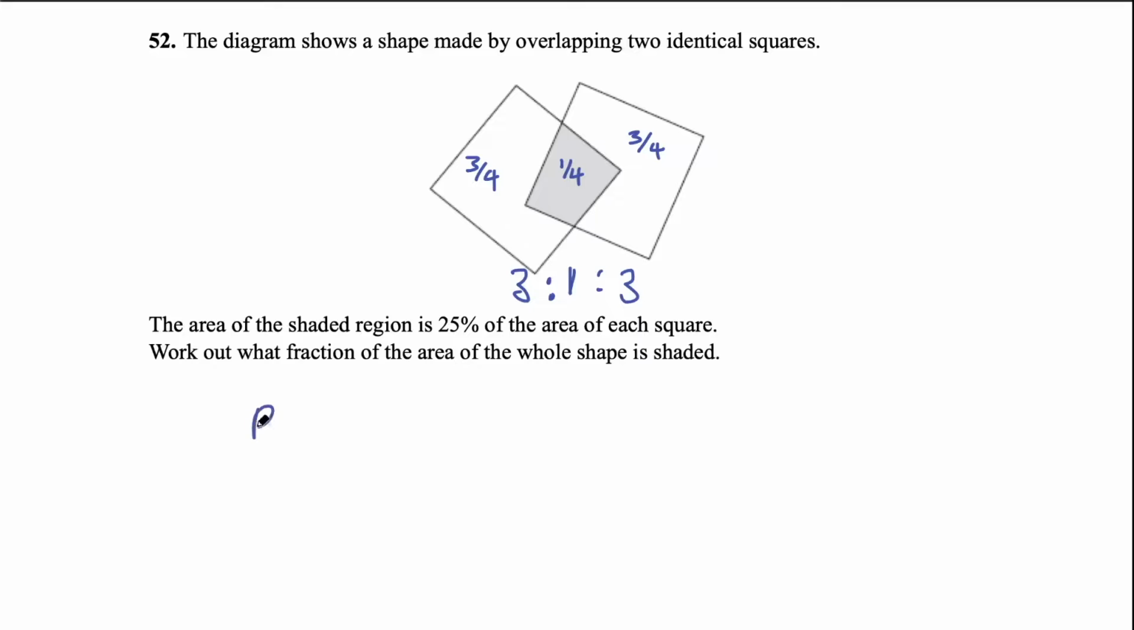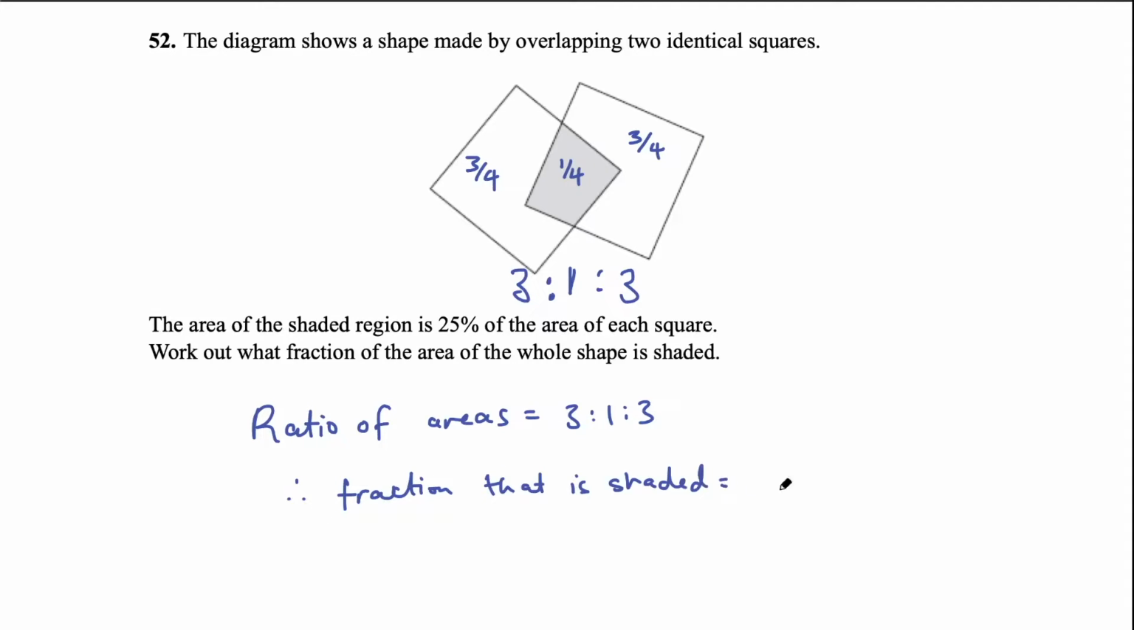So we can say the ratio of areas equals 3:1:3. And therefore, that 1 representing the ratio for the shaded area, the fraction that is shaded is going to equal 1 out of the total parts. So there's 7 parts in that ratio. So the fraction will be 1/7.